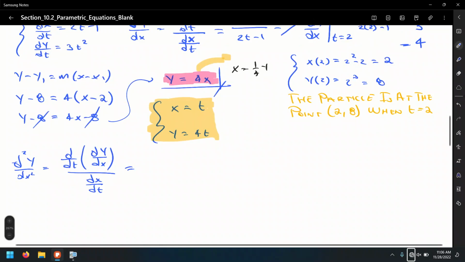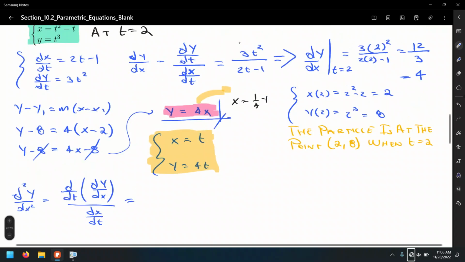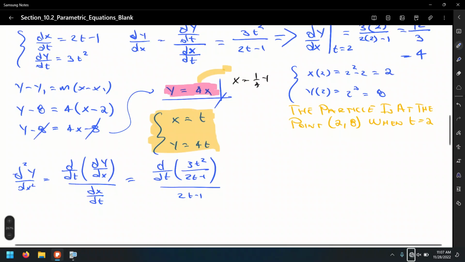dy dx is this derivative here. So d dt of 3t squared over 2t minus 1, divided by dx dt, which is also 2t minus 1. All right, careful when working with this right here.